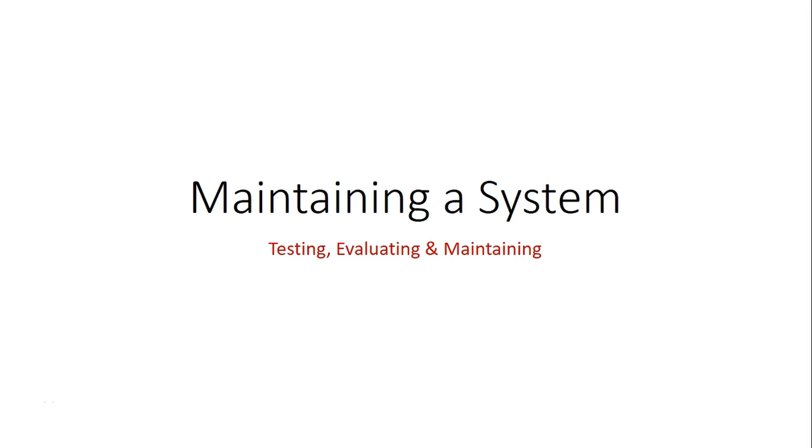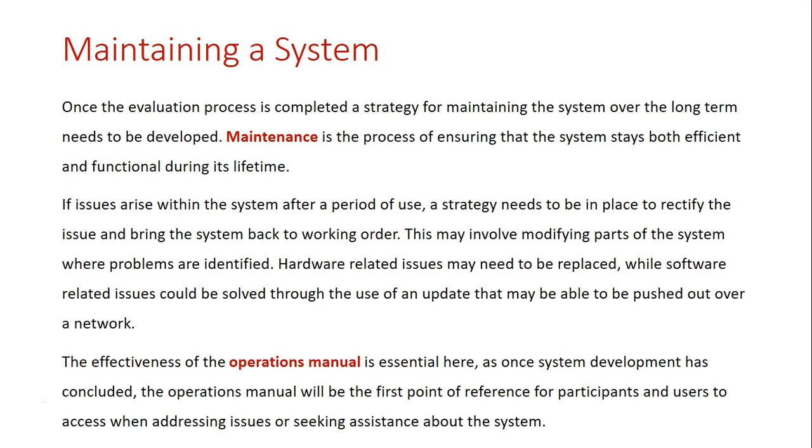We're now going to look at maintaining a system, which is kind of the last stage of system development, which takes place in the testing, evaluating, and maintaining stage of the system development life cycle. So what we're going to understand is once the evaluation process is completed, a strategy for maintaining the system over the long term needs to be developed.